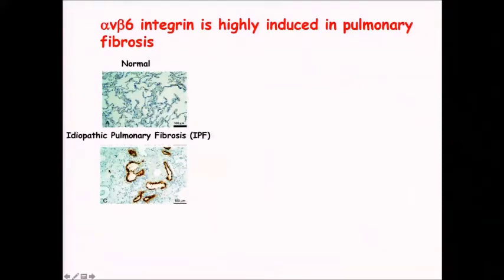There's also a feed-forward loop because I told you that mechanical activation is how the TGF-beta gets activated. So as the tissue gets stiffer in the setting of fibrosis, it's easier and easier for a given signal to induce more TGF-beta activation because it's pulling against a relatively rigid substrate instead of a flexible substrate.